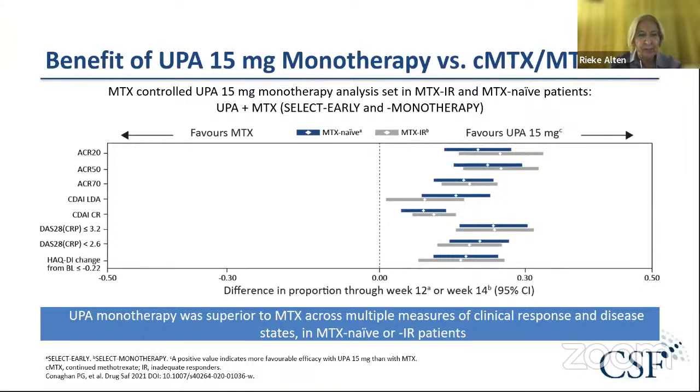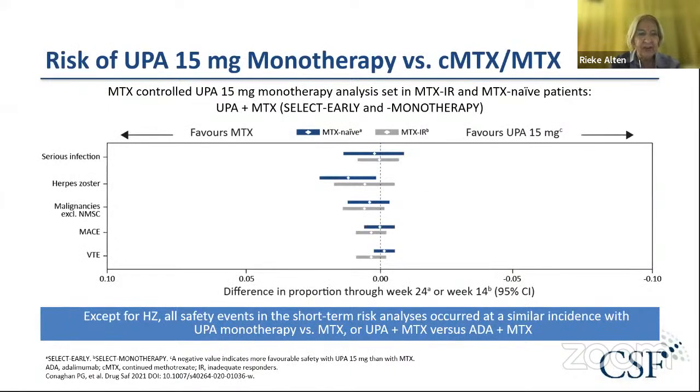And you can see a very good benefit. In the whole program, Select Early and monotherapy, all show a tendency to the right for the 15 milligram therapy, which is the standard and in-label therapy now. Next slide. So the risk, which is already addressed here: except for herpes zoster, all safety events in the short-term risk analysis occurred at similar incident risk like in the normal RA population. There were no differences for the monotherapy versus MTX or UPA plus MTX versus adalimumab, the comparator, plus MTX.